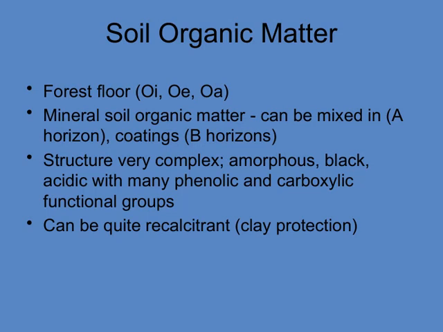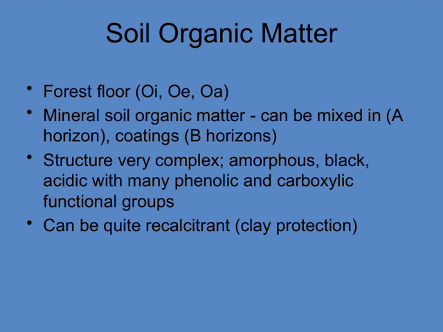Now let's take a closer look at soil organic matter. It starts with the forest floor, which includes the Oi, Oe, and Oa horizons. These layers are rich in organic material, mainly from fallen leaves, branches, and other plant debris that haven't fully decomposed yet. Moving deeper, we find mineral soil organic matter. This can be mixed into the mineral soil in the A horizon, where some of the organic material is integrated with mineral particles. It can also form coatings on mineral particles in the B horizons, creating a complex matrix.